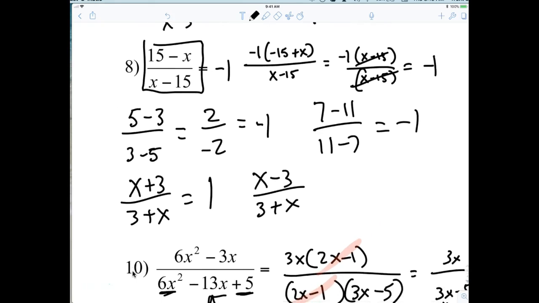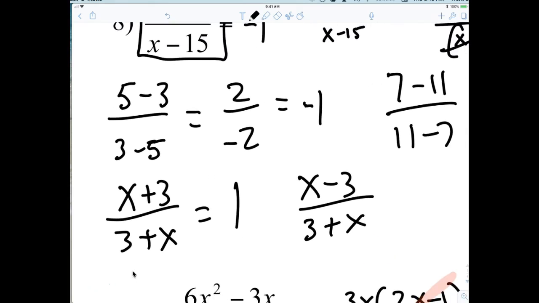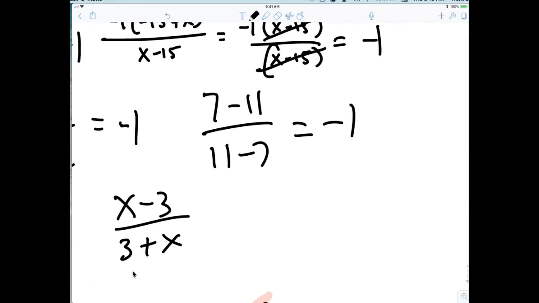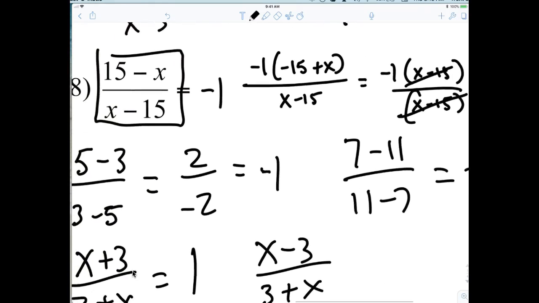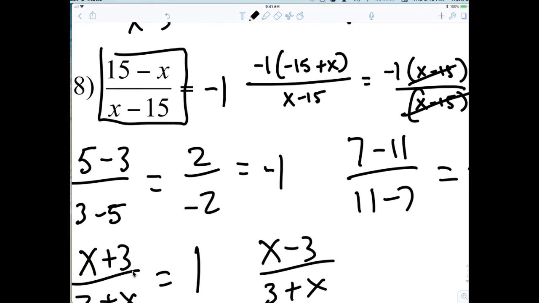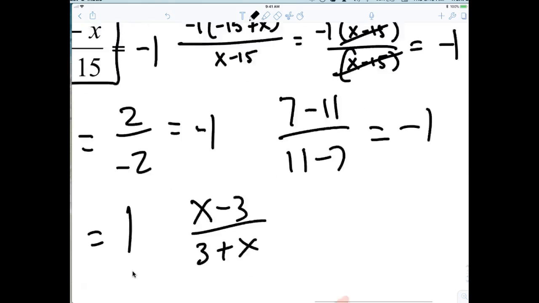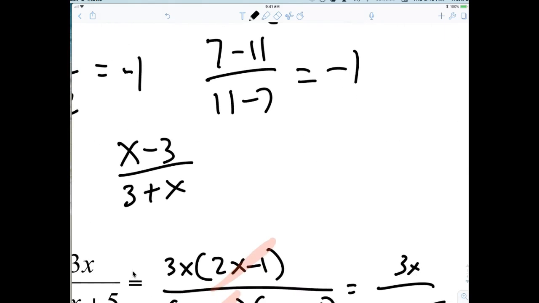If I said, what's 5 minus 3 over 3 minus 5, you told me it was what? Exactly. 7 minus 11 over 11 minus 7, what's that? What is 15 minus x over x minus 15? What is 5 minus x over x minus 5? So what is your question? I don't understand why you can cross that out.